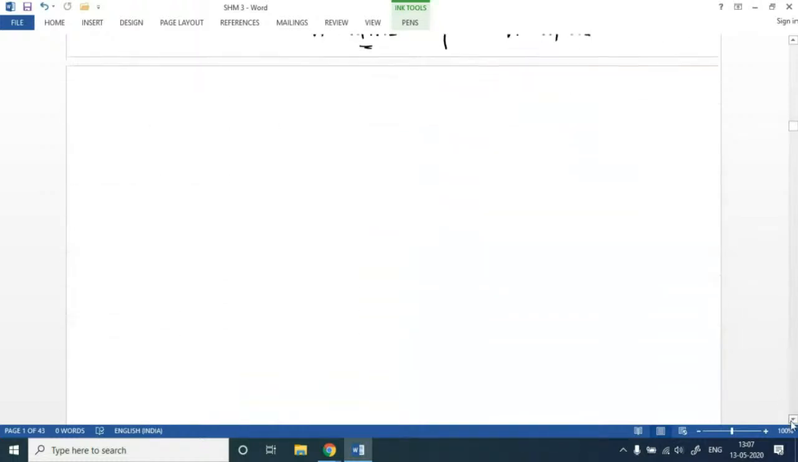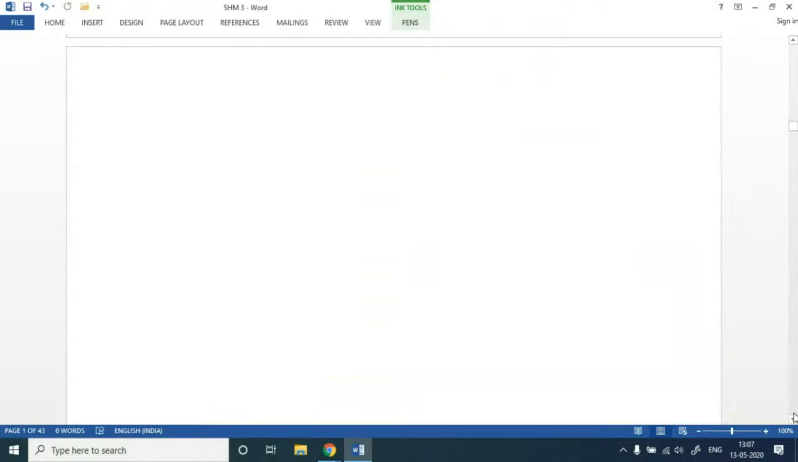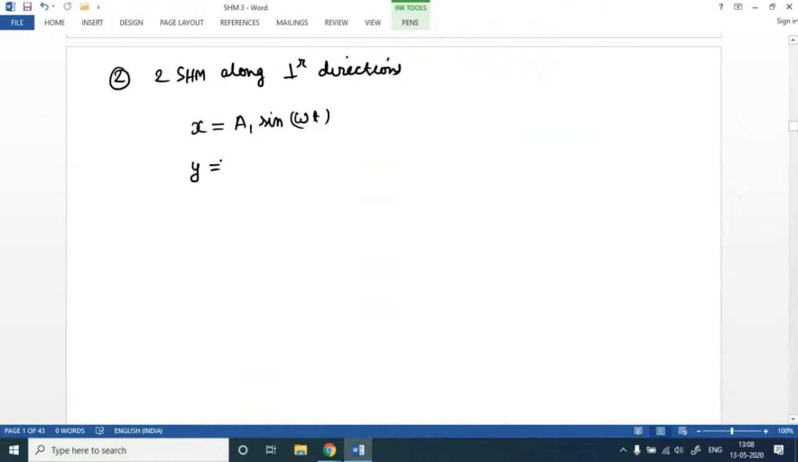The second case let's look at is two SHM we are trying to combine along perpendicular directions. So let's take one such example. Say one is x equal to a1 sine omega t, right? And the other, let's take in the y direction, which would be perpendicular to the x-axis. So y is equal to, say, a2 sine omega t plus some phi.